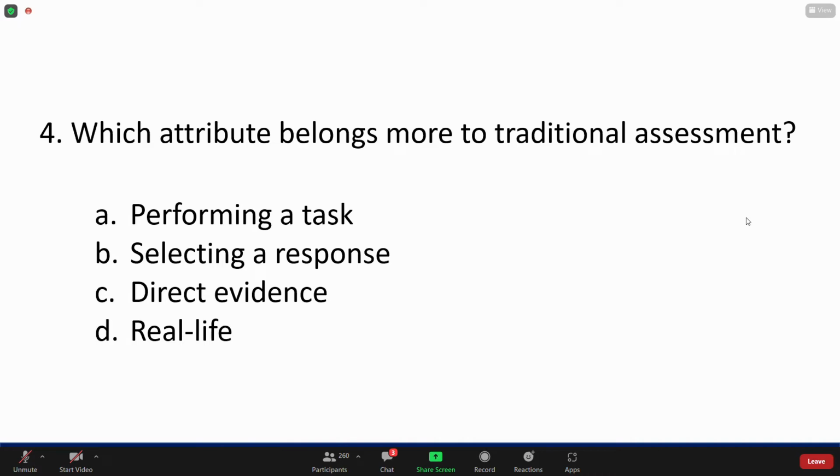Next number 4. Which attribute belongs more to traditional assessment? Letter A, performing a task. Letter B, selecting a response. Letter C, direct evidence. Letter D, real life.